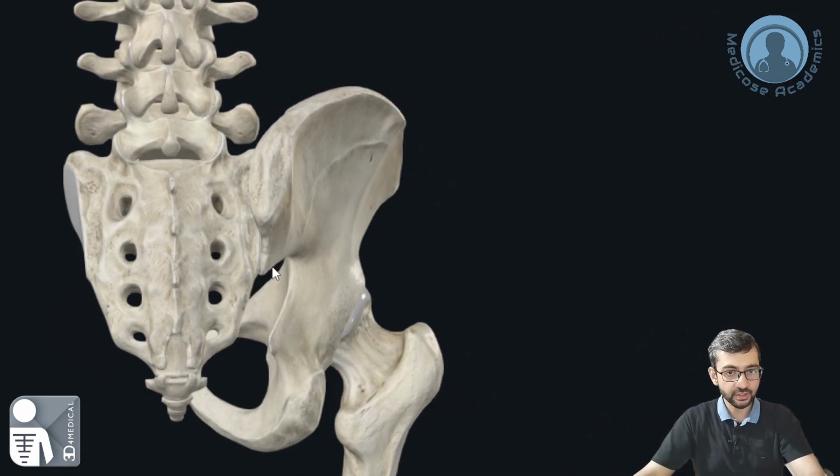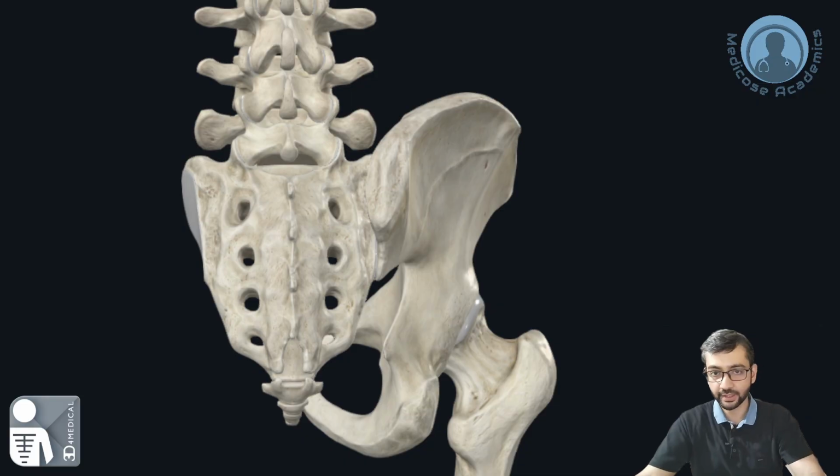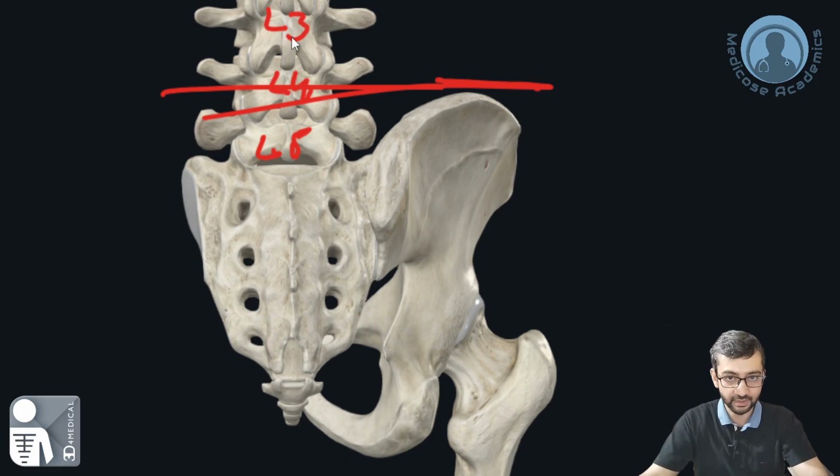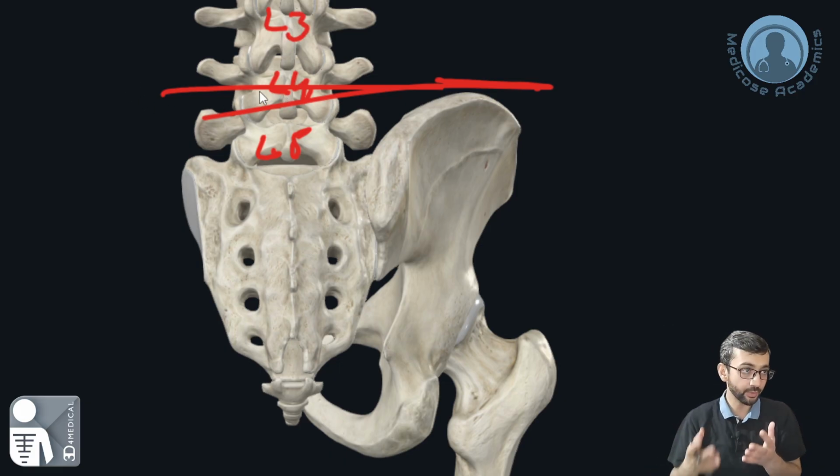Why? Because if you draw a horizontal line going from the highest point, this is the line that goes through lumbar vertebra number 4. This is number 5, this is number 4, and this is number 3. So why is this important? Because this is how we identify lumbar vertebra number 4.